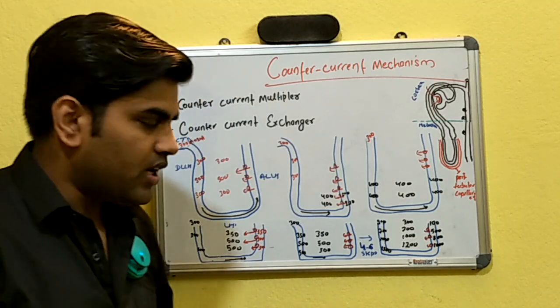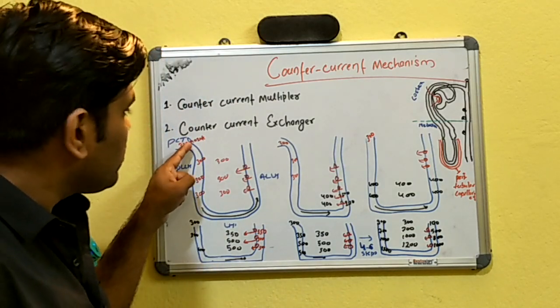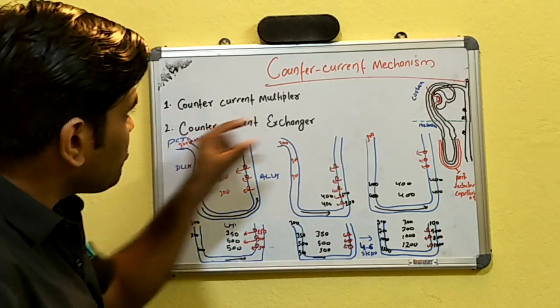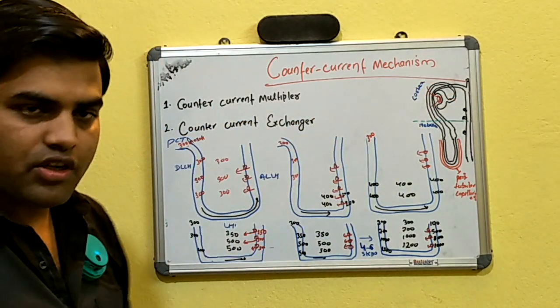One important thing is that you have 300 milliosmol of plasma, 300 milliosmol of GFR. In the proximal convoluted tubule, it remains 300 milliosmol.